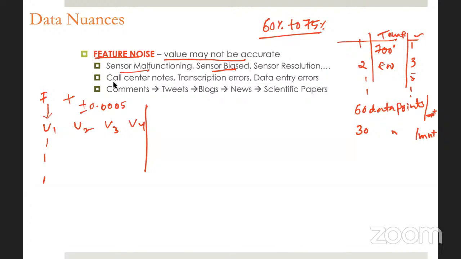Right. So call center notes, transcription errors, data entry errors, right? And comments, tweets, blogs. When you collect the data from these sources, a lot of issues come, a lot of problems that you'll have to solve.